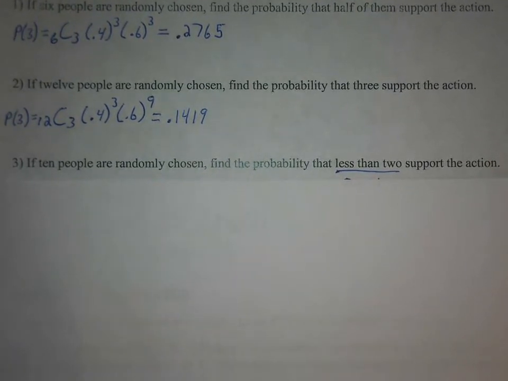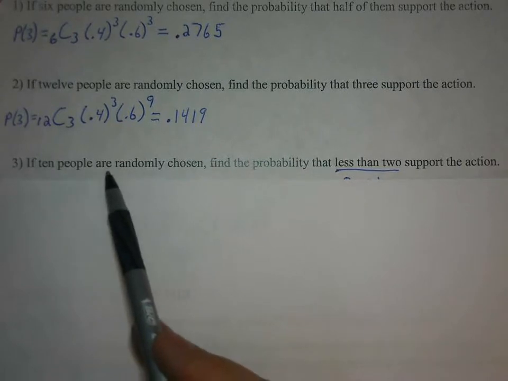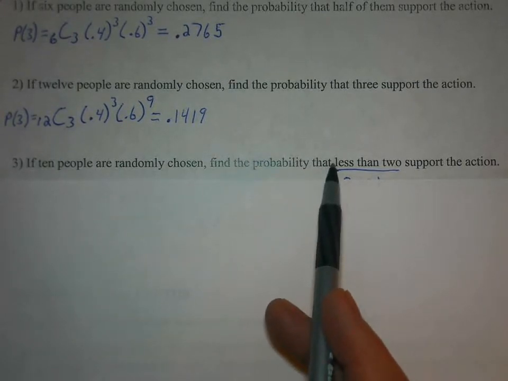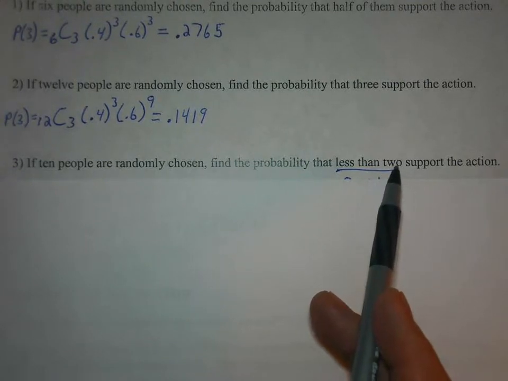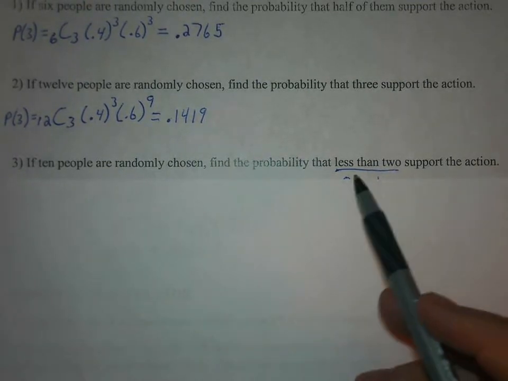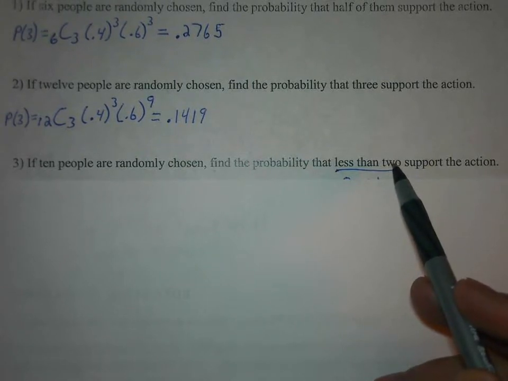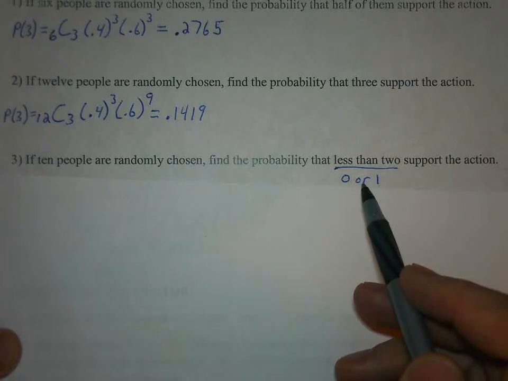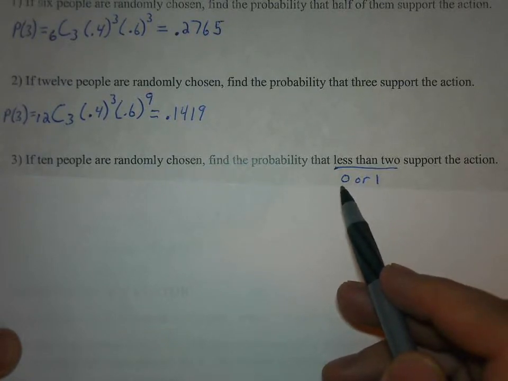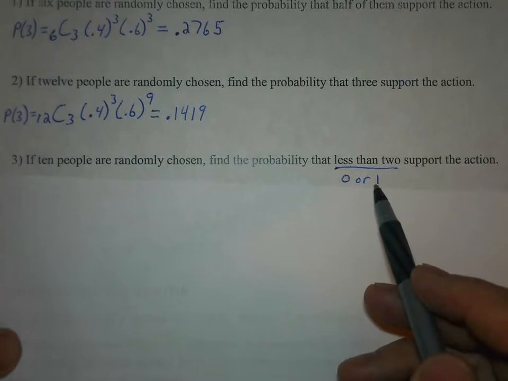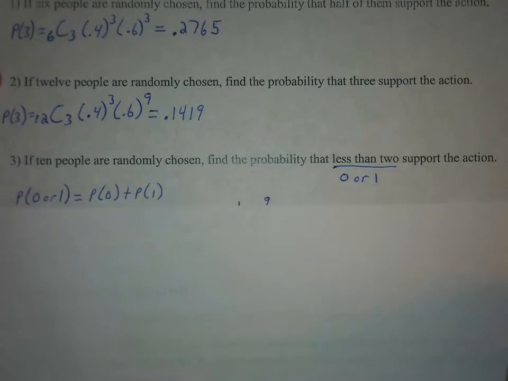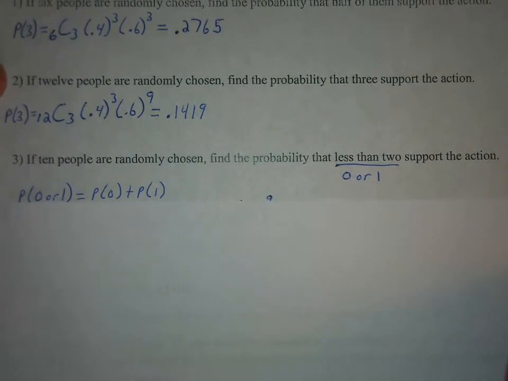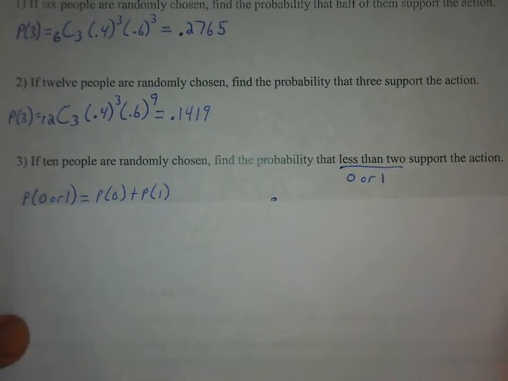Number 3, it gets a little trickier because of the wording. We're choosing 10 people. We want to find the probability that less than 2 support the action. Well, now this is a little bit different because less than 2 could be how many? Well, less than 2 could be 0 or 1. So now we have an or, so that's the addition rule. You need to find the probability of 0 and add the probability of exactly 1. So you take the probability of 0 plus the probability of exactly 1. So this is applying this binomial formula twice.